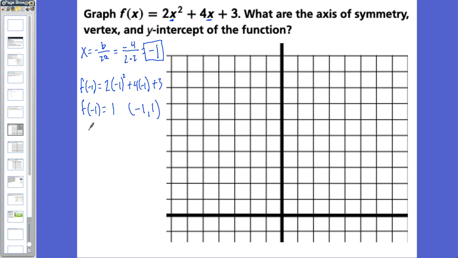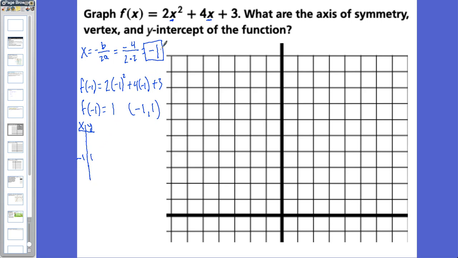Okay? Now we're going to build a little table here of some values because we want to be able to graph. And it says, I think, well, somewhere it said to find a couple of extra values. So we're going to do this. And I'm going to put my vertex here in the middle because I want my vertex to be my point of symmetry, right? So I'm going to do negative 1, 1 right here.